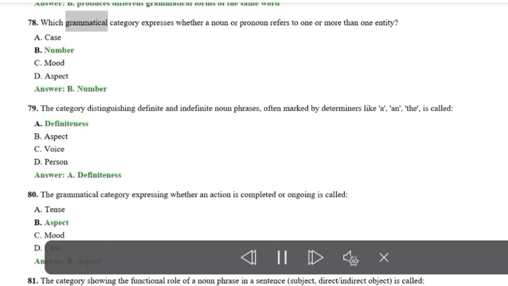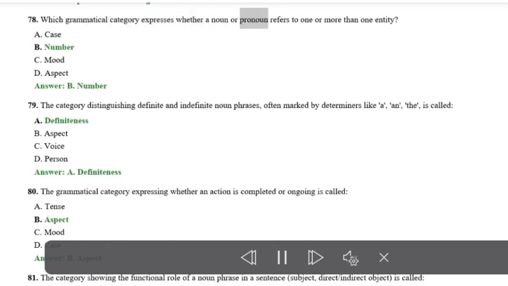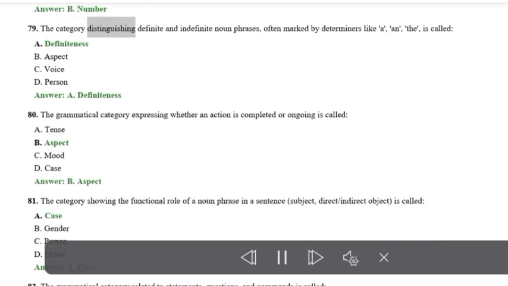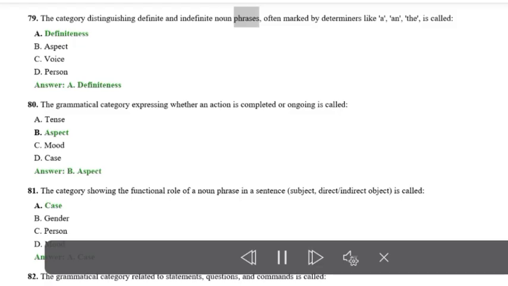78. Which grammatical category expresses whether a noun or pronoun refers to one or more than one entity? A. Case. B. Number. C. Mood. D. Aspect. Answer, B. Number.